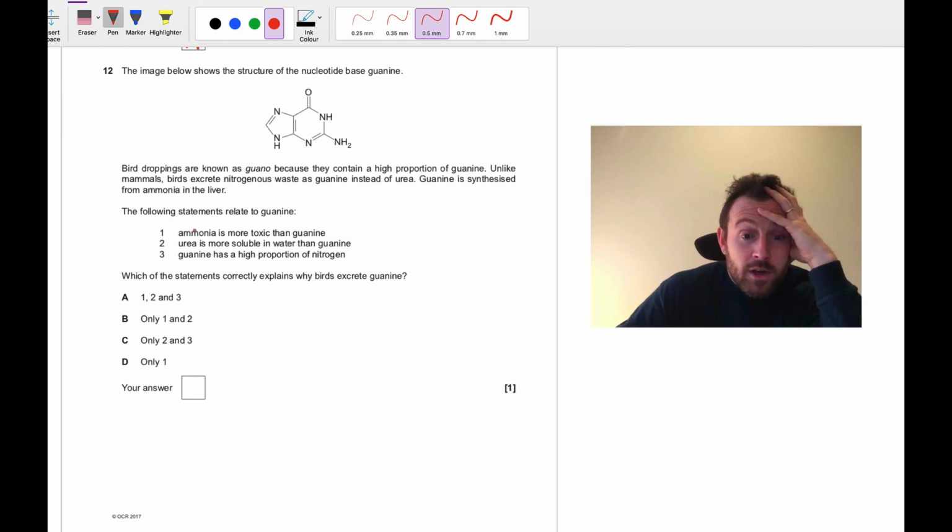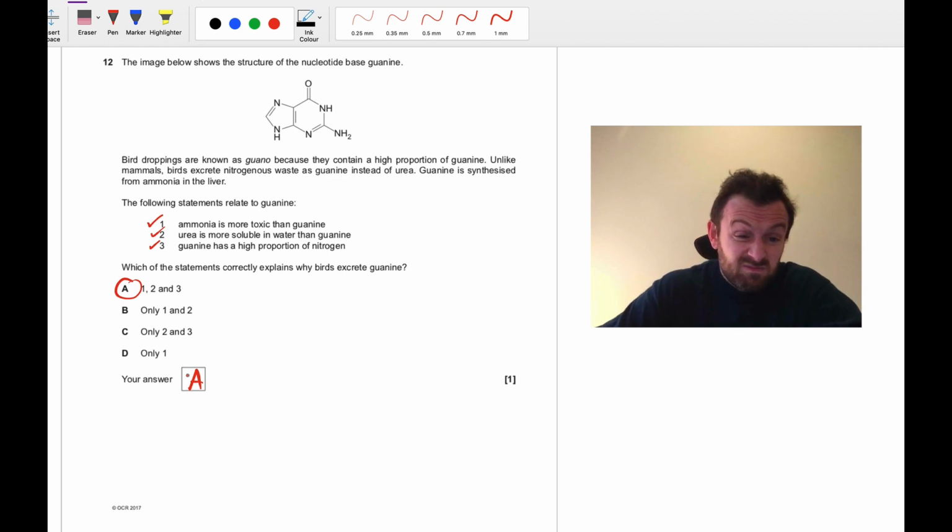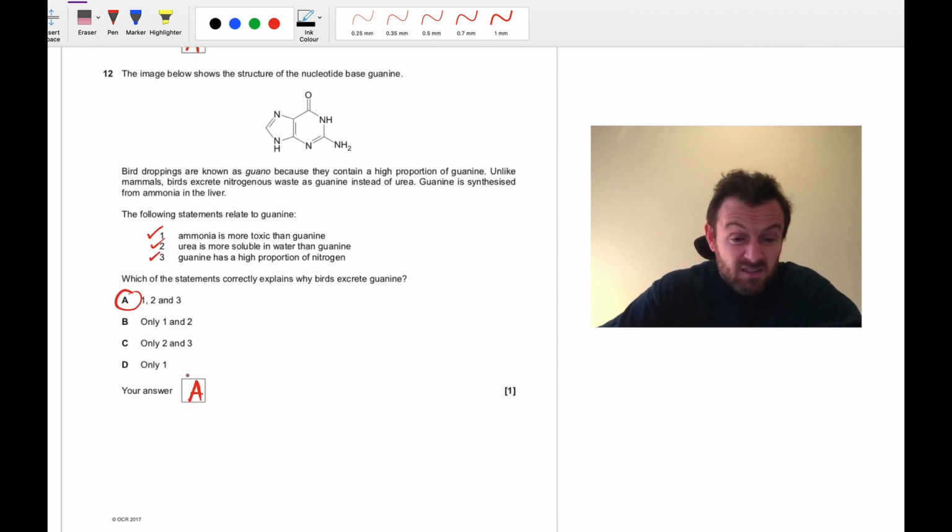Okay, so you don't want to have ammonia, you want to get rid of it. So that is turning it into guanine, so that's relevant. Guanine has a high proportion of... is it all of them? I'm going to say, I think it's all of them. 1, 2, and 3. Yeah, that's the only thing. That's my best guess, and it's right. Sometimes you just kind of have to give your best guess. And yeah, all those things are relevant.